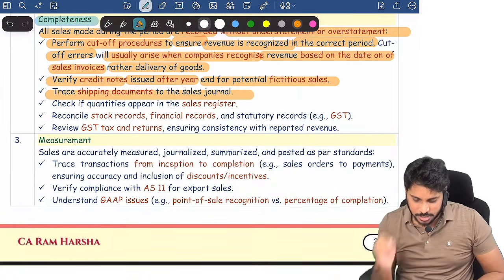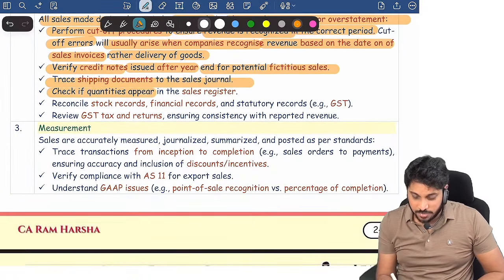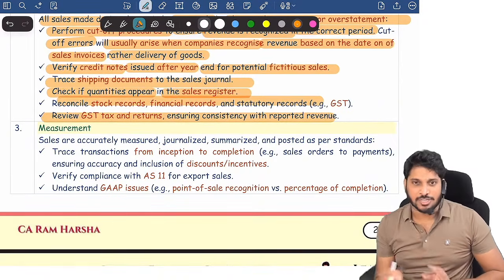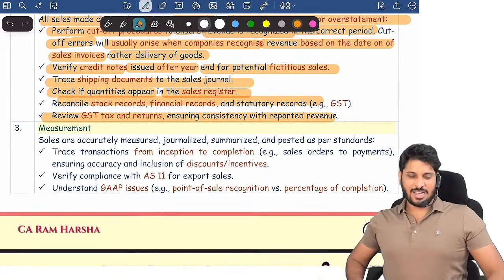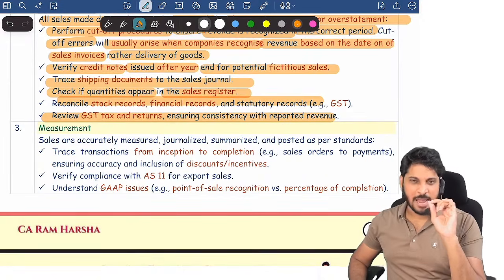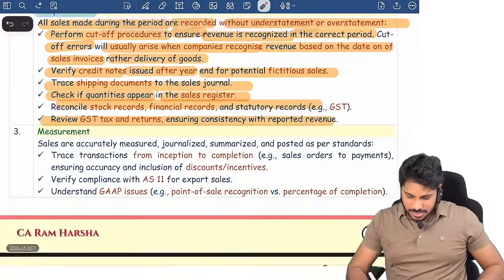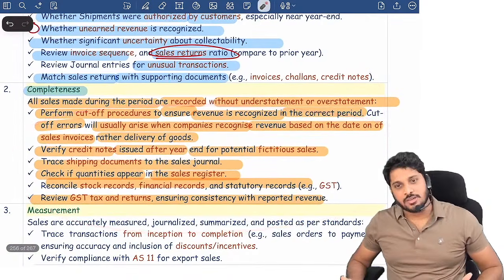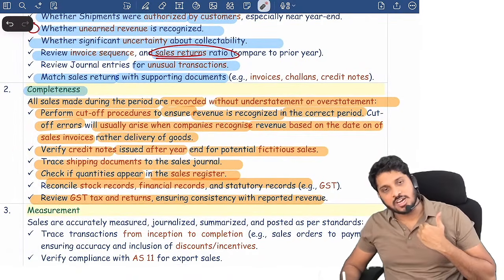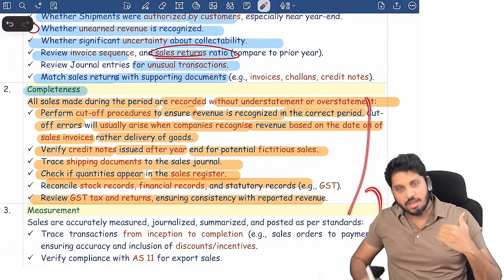Check out. Trace shipping documents to sales journal entries. Check if the quantity appears in the sales register. Reconcile stock records and financial records. Here is something we should really blame ICAI for. This is all an old method. The same matter was there when I was studying. Now it is completely online.